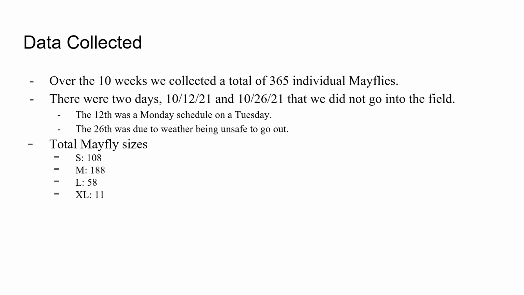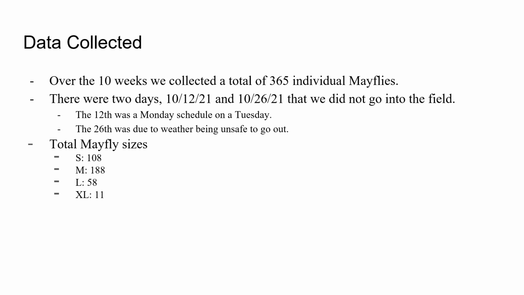On October 19th, we had in our kick net 0 small, 33 medium, 6 large, and 0 extra large. In our serber net, we had 28 small, 12 medium, 0 large, and 0 extra large, for a total of 89. On October 26th, we didn't go out.